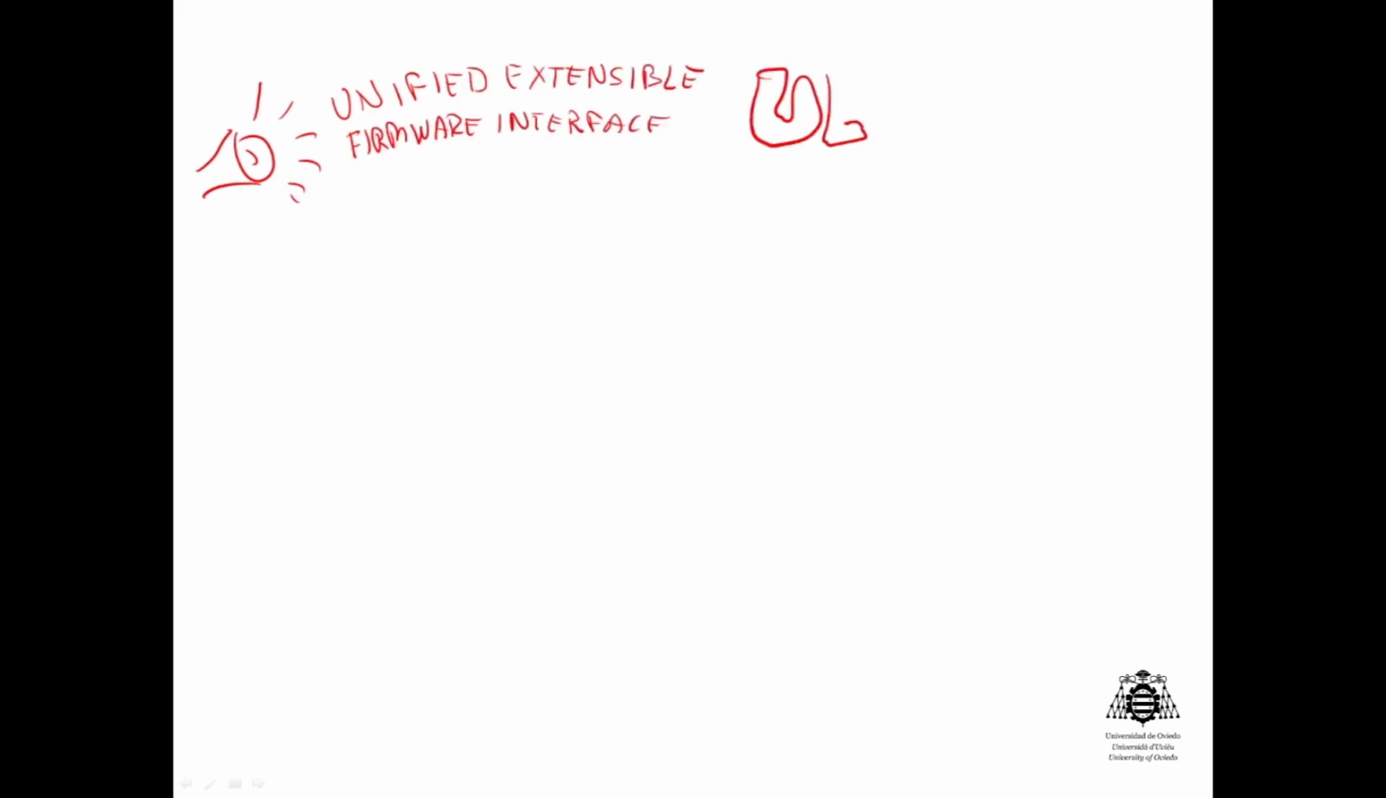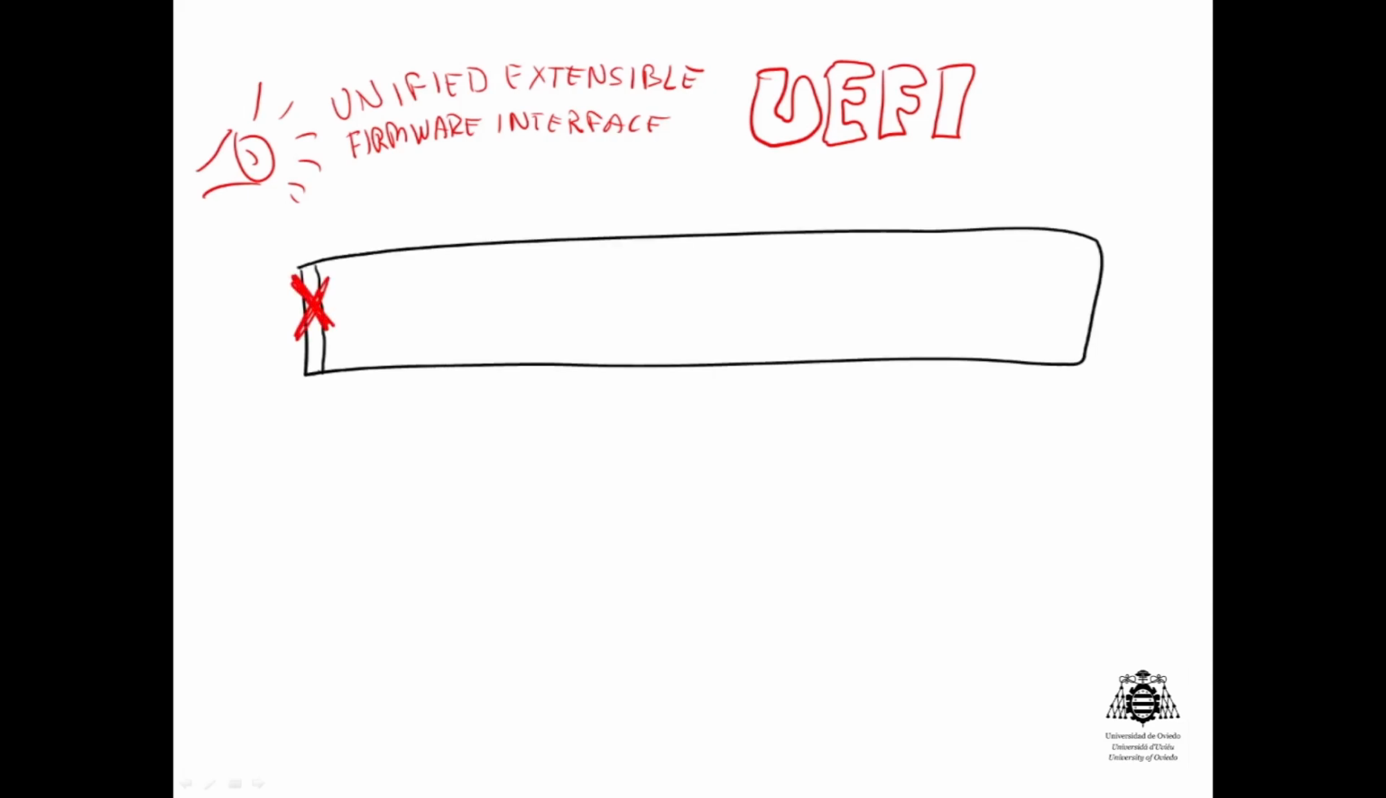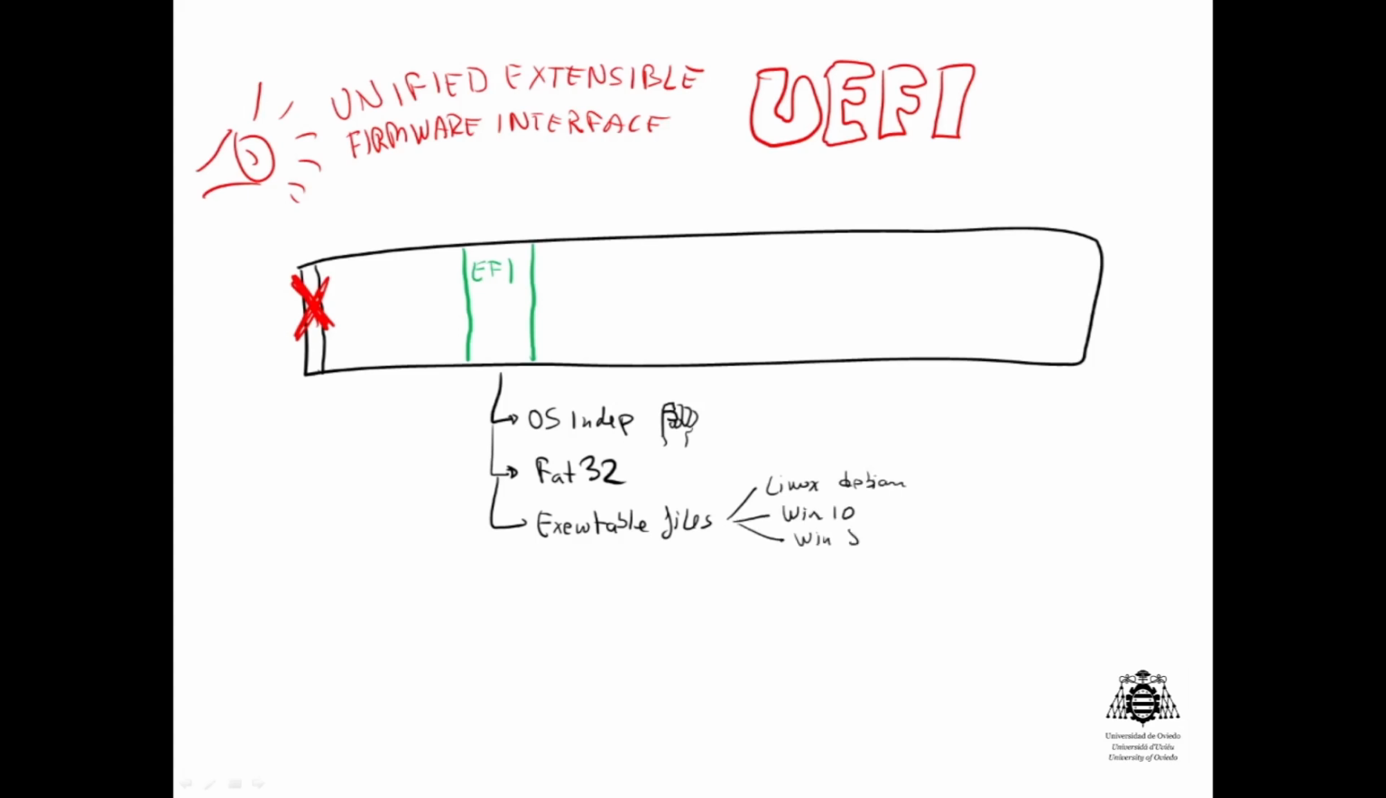Because of the aforementioned limitations, the Unified Extensible Firmware Interface, UEFI, was designed, with no more master boot record, although sector 0 always exists, but it has no longer special meaning. It needs an EFI partition, which is operating system independent. It's formatted in FAT32 and has executable files, one per available operating system in the machine. This is extremely new compared to the traditional version. Actually, it may contain programs.